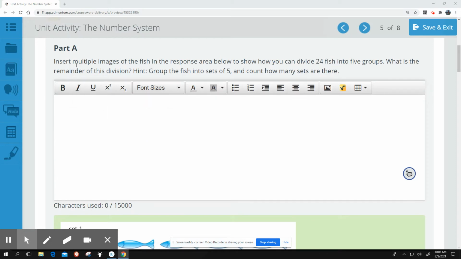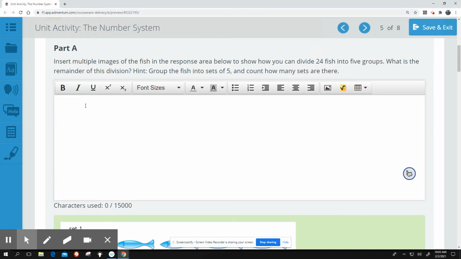Well, if you figured it out, you can do it, but if you did not, we're going to do it with the letters instead. So we're going to insert multiple F's to show how we can divide 24 fish into 5 groups. What is the remainder of this division? Hint: group the fish into sets of 5 and count how many sets there are.